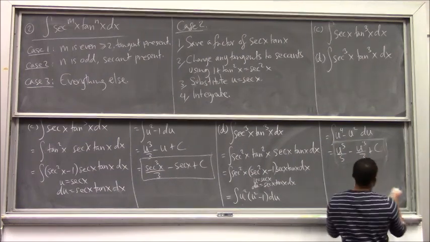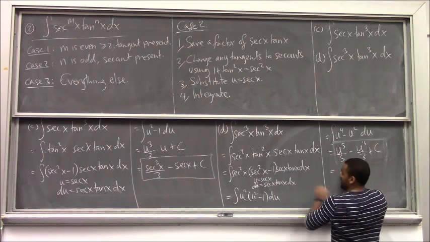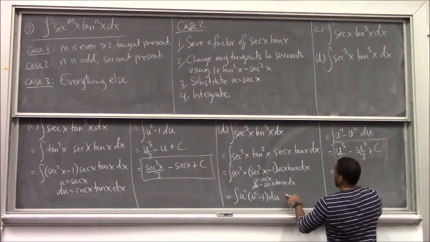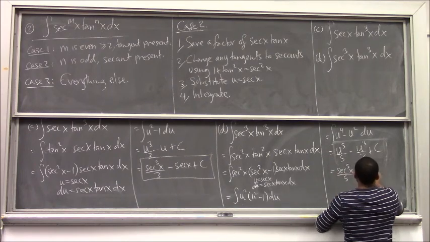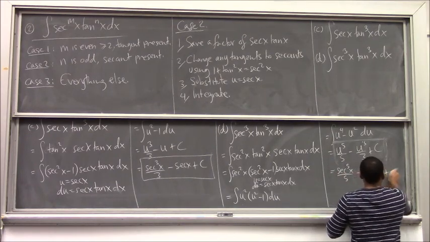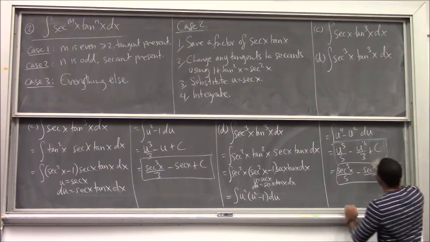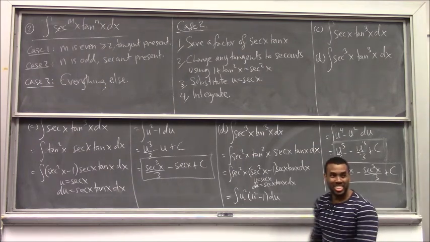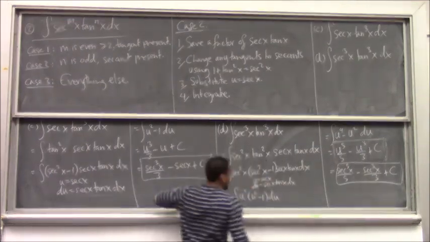Just, as you can tell, I'm just dying to get this over with. Okay. Secant to the 5th over 5. Secant cubed over 3. We would have let you get away with it. Huh? We would have let you get away with it, honestly. Yeah.